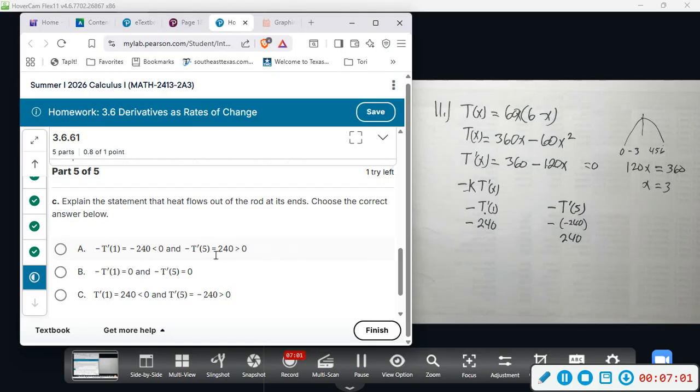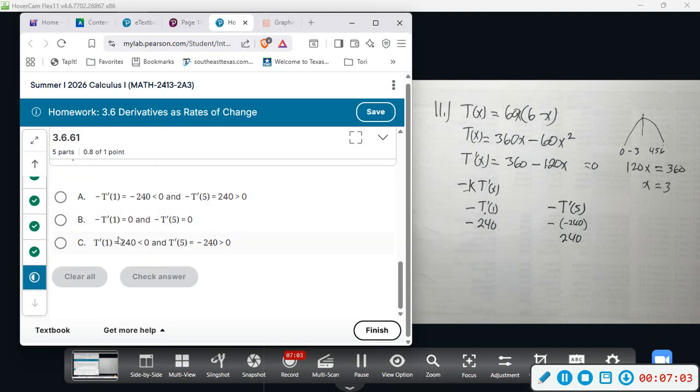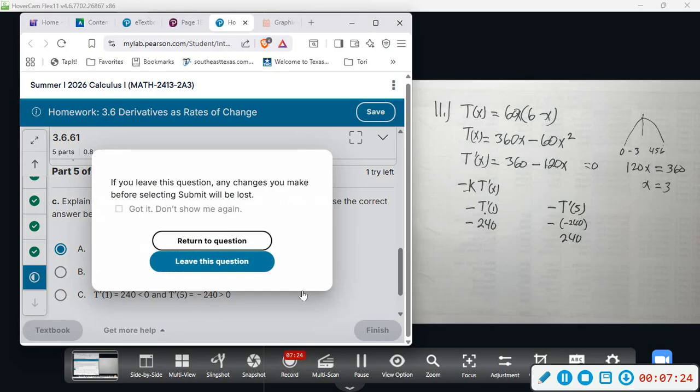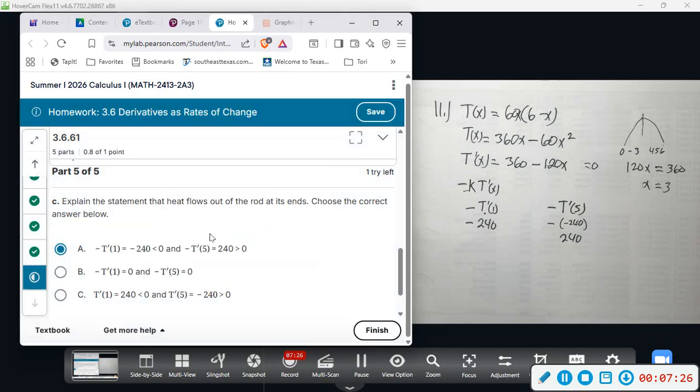Greater than 0 is going to the right. Less than 0 is going to the left. That one, I'm not really sure what those two are saying. And this one does not have the right sign. It says T1 is 240, which it was negative, and it says T5 is negative, which it was positive. So the best answer choice here would be A. Sorry, I need to do a check.